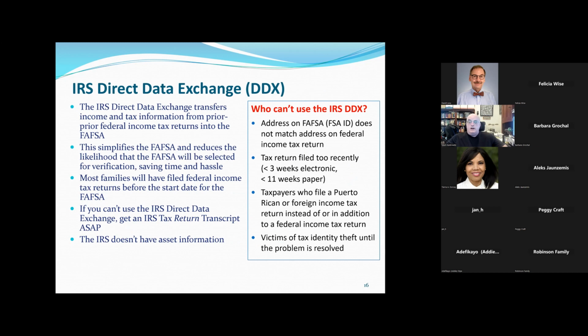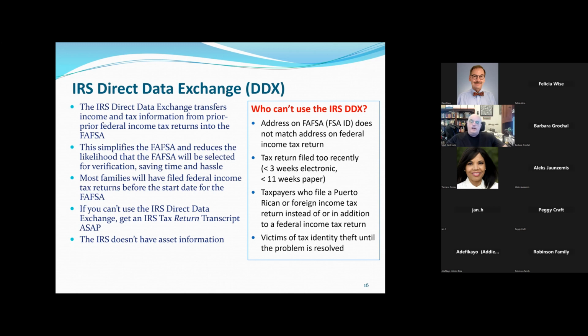Now, the IRS Direct Data Exchange replaces the IRS data retrieval tool and is mandatory this year. There's only one main set of families that will not be able to use the IRS Direct Data Exchange, and that's parents who are divorced or separated now, but did file a married filing joint tax return 2 years prior, because apparently the U.S. Department of Education hasn't yet figured out how to separate that income, at least not with the data they have available.